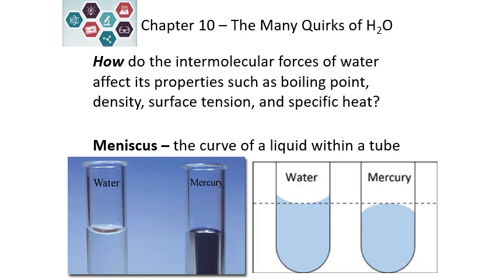If you notice, because mercury is not attracted to the glass, it actually has the reverse. It'll bubble up in the middle because it's more attracted to itself than it is to the glass.